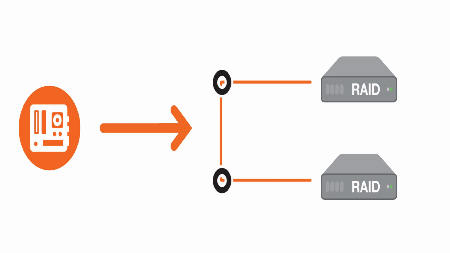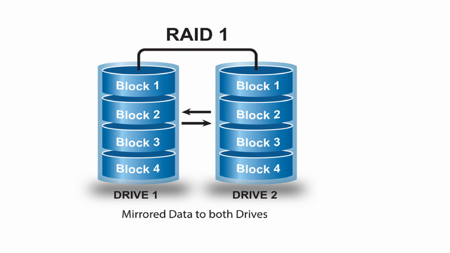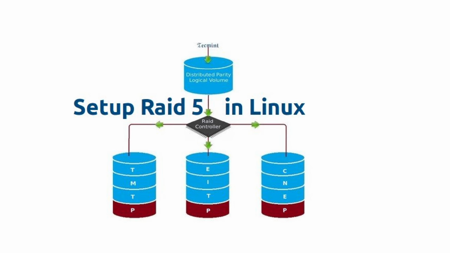In this video, I am going to show you how to set up software RAID in Debian or Linux operating system. For this one, we require minimum 2 hard drives. Here I am going to show you the mirrored RAID. If you are having 3 hard drives, you can use RAID 5 configuration.